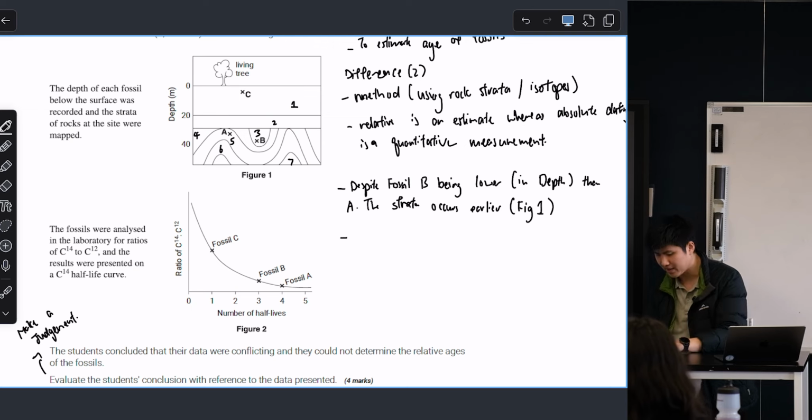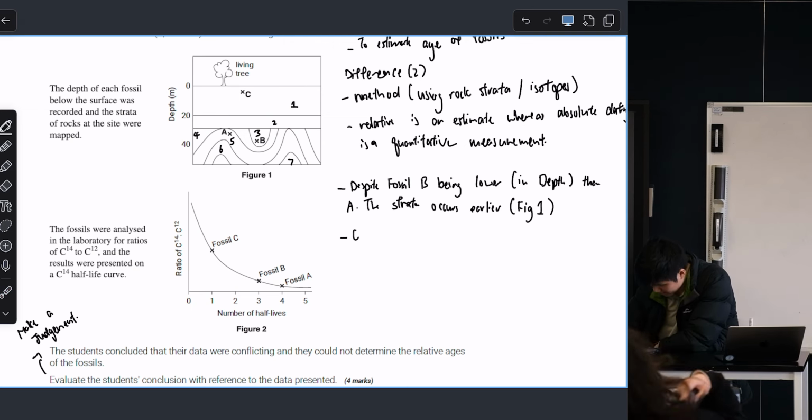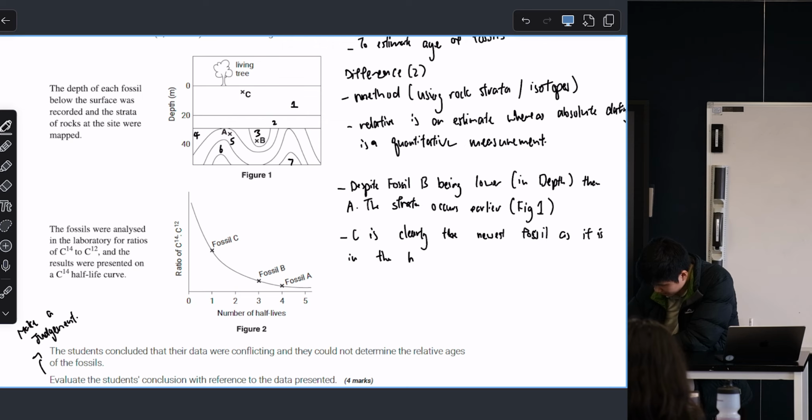Now, I'm going to keep talking about figure 1 because I want to make sure I have 3. I'm just going to acknowledge the fact that C is clearly the newest rock because it's very high up, right? So C, or fossil C is clearly the newest fossil as it is in the highest strata, right? Also fig 1.